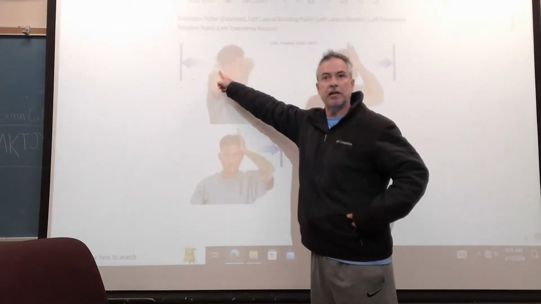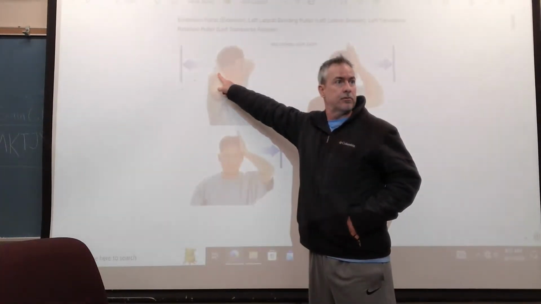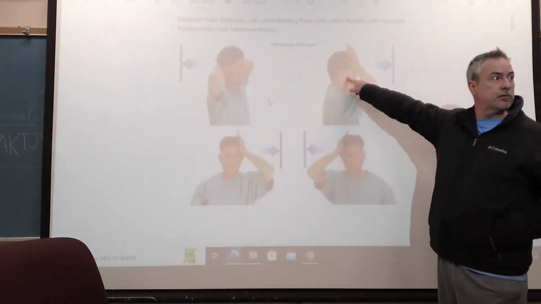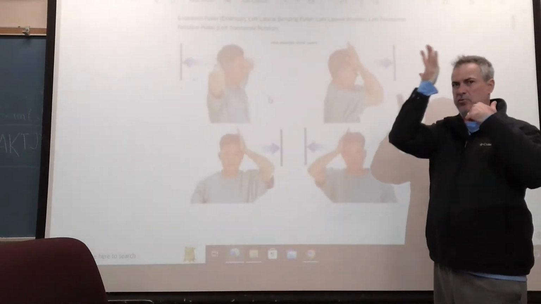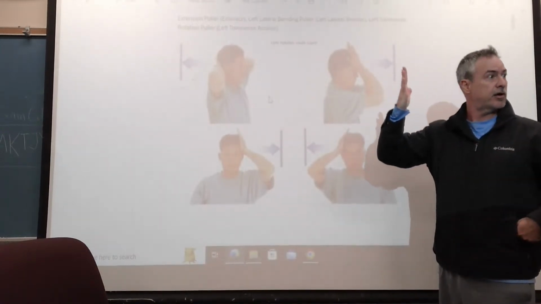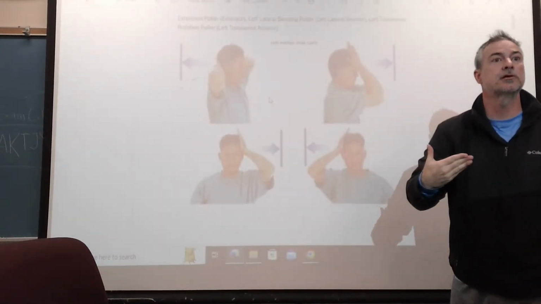I need cervical extensors in this picture. I need cervical flexors in this picture, right? Trying to extend, wouldn't I need muscles that are pulling in a direction of flexion? I need flexion pullers.